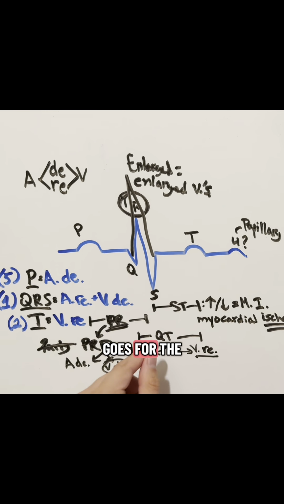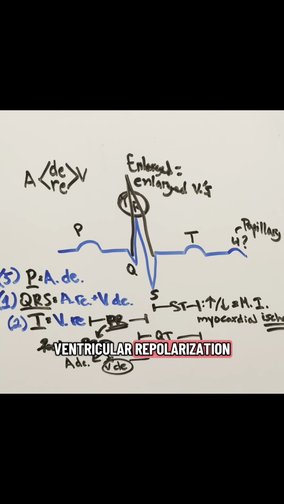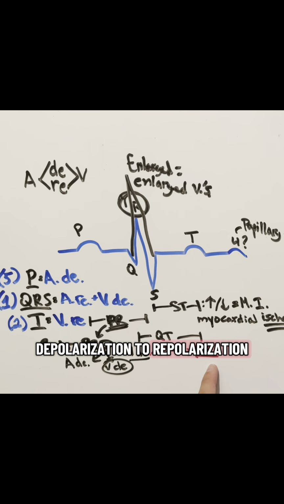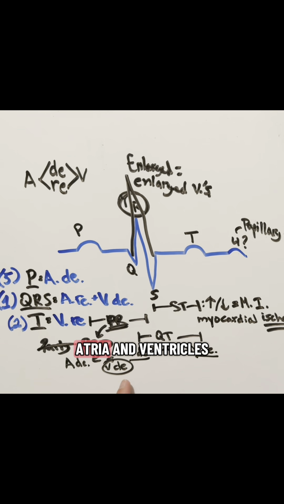And the same goes for the QT interval. The T is ventricular repolarization, so all we have to really gain clarity on is the Q. And the way in which we remember each is that the ventricles are cute, so the QT is all about the ventricles, depolarization to repolarization, and PR is the party of the depolarizing factors of both the atria and ventricles.